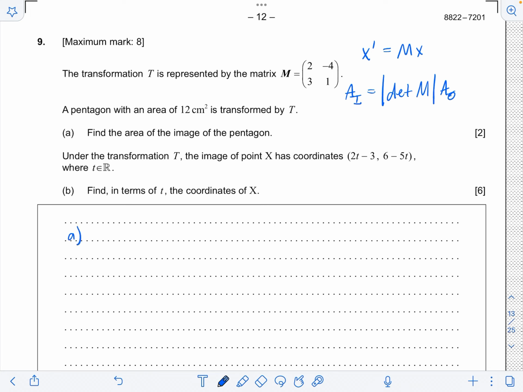So for A, all we have to do is find the absolute value of the determinant. The determinant is just 2 times 1 minus negative 4 times 3, which is 2 plus 12 or 14. Then we multiply that by our area of the original, which is 12, and that gives us an area of 168 centimeters squared.